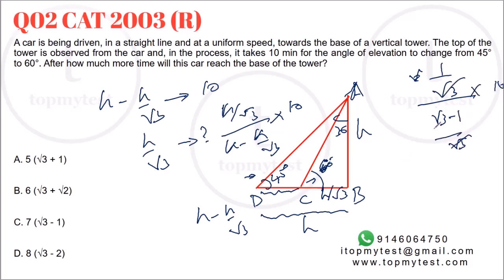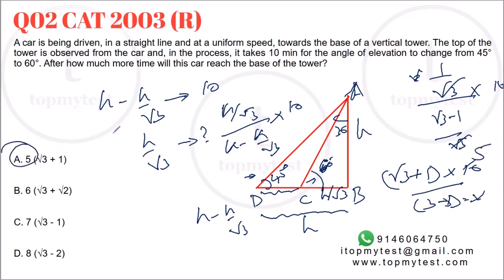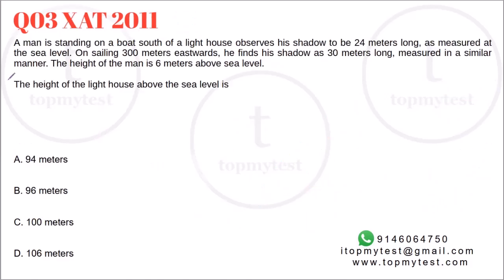So root 3 goes out. Rationalize the denominator. That will be root 3 plus 1 into 10 divided by root 3 square, which is 3 minus 1, which is 2. So 5 into root 3 plus 1, option A. Under 2 minutes in an exam situation, job done.